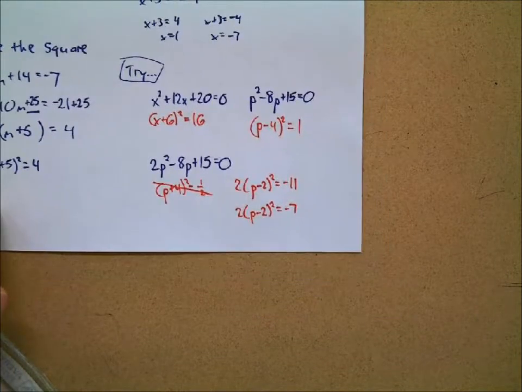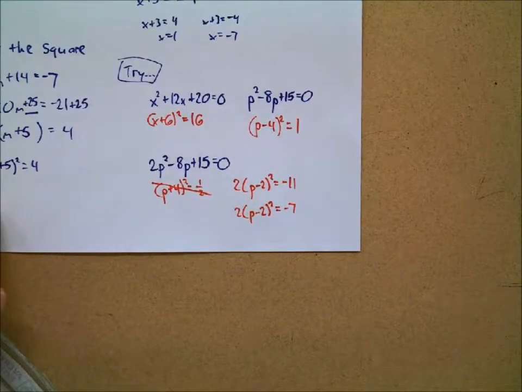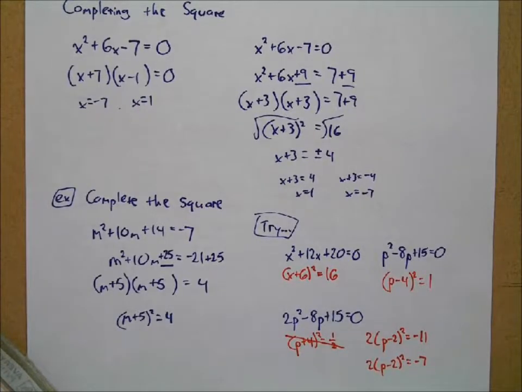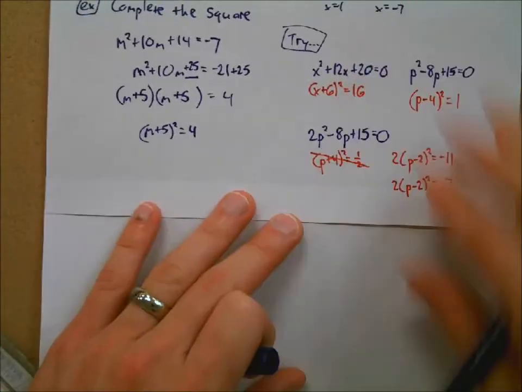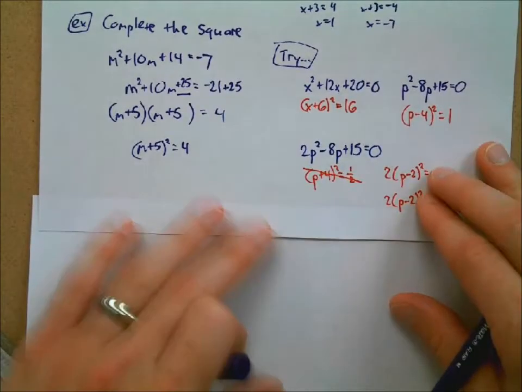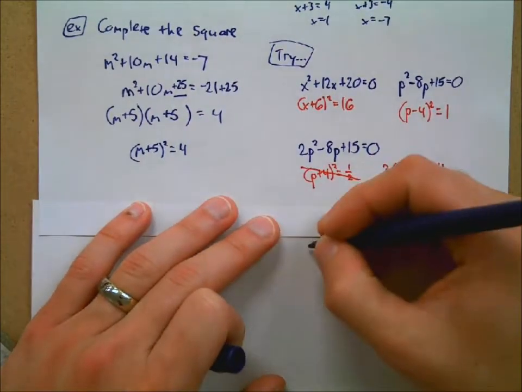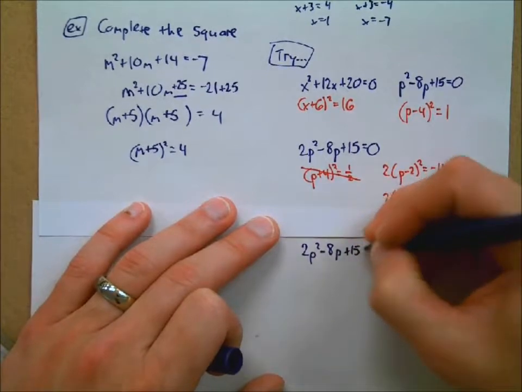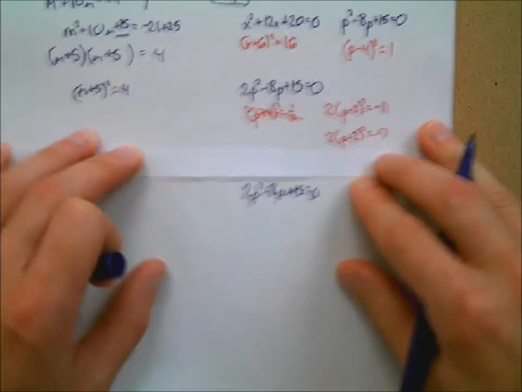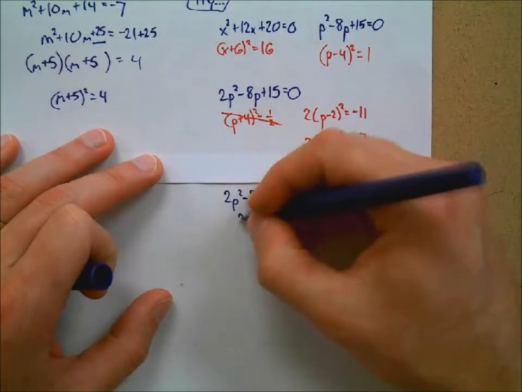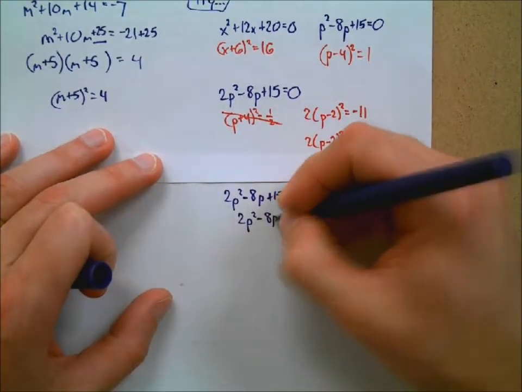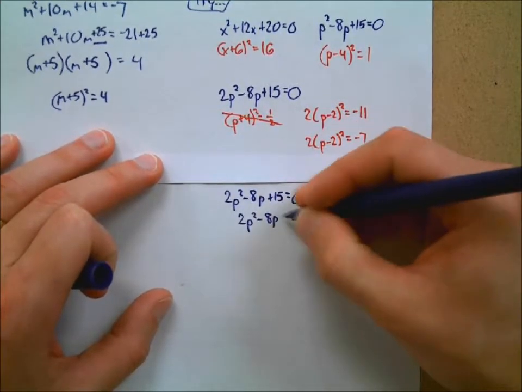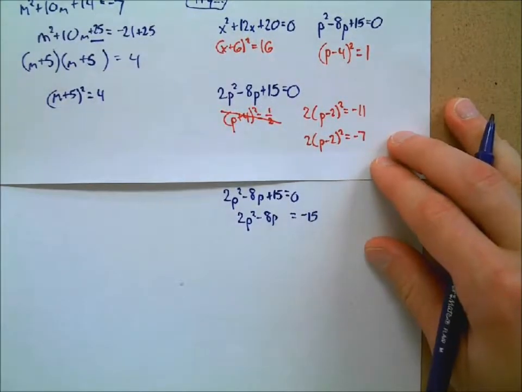So, well, let's see here. Where can I squeeze this? I guess I'll do it underneath because I don't want to go all crazy here. Okay, so 2p squared minus 8p plus 15 equals 0. Okay, we can still take that 15 over, and leave the blank there.